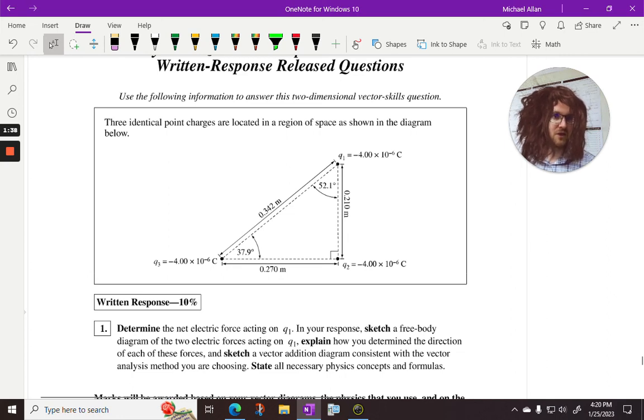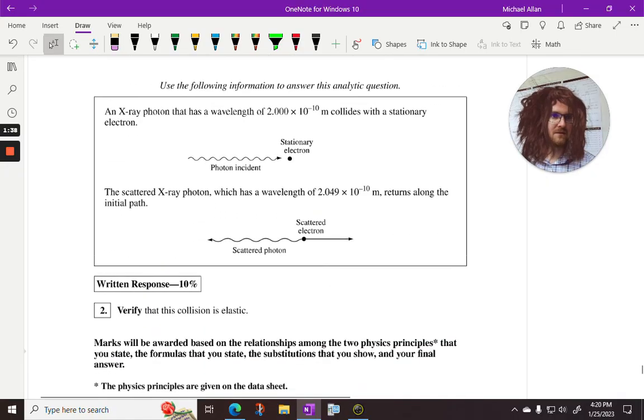How do you determine the directions? Like these two negatives are repelling each other. These ones are repelling. They're all repelling each other, so they're all negative. If you want to try them out, you can. You can find the answer somewhere.